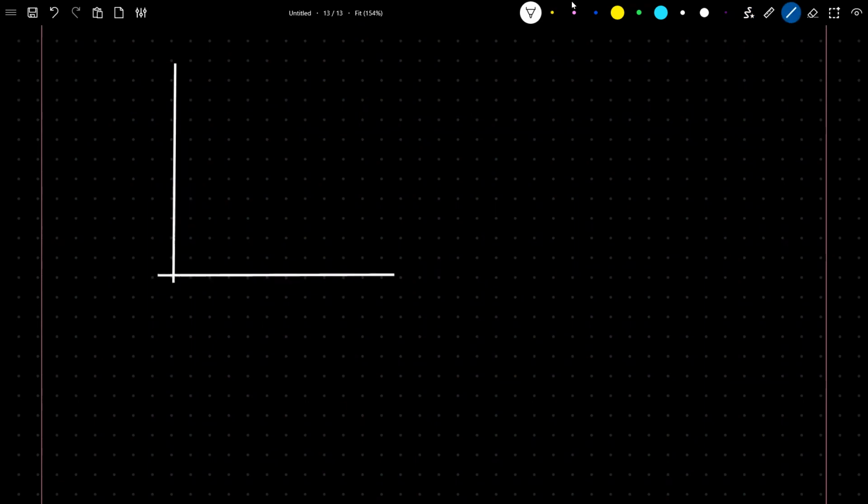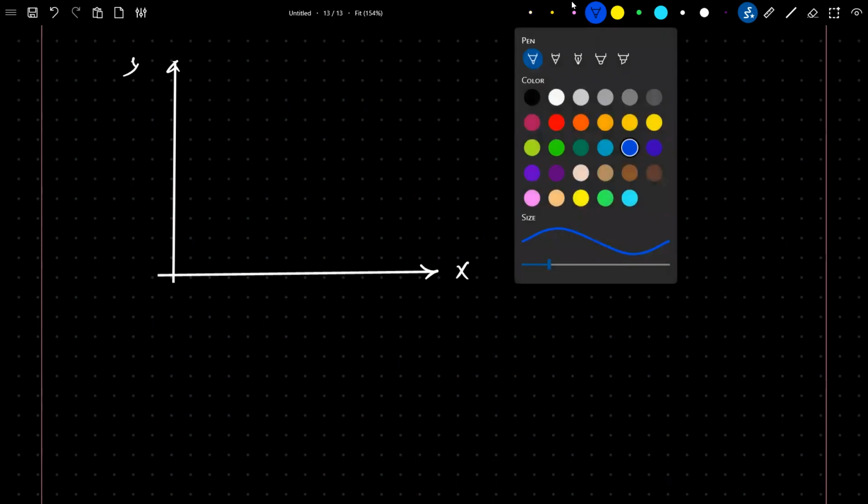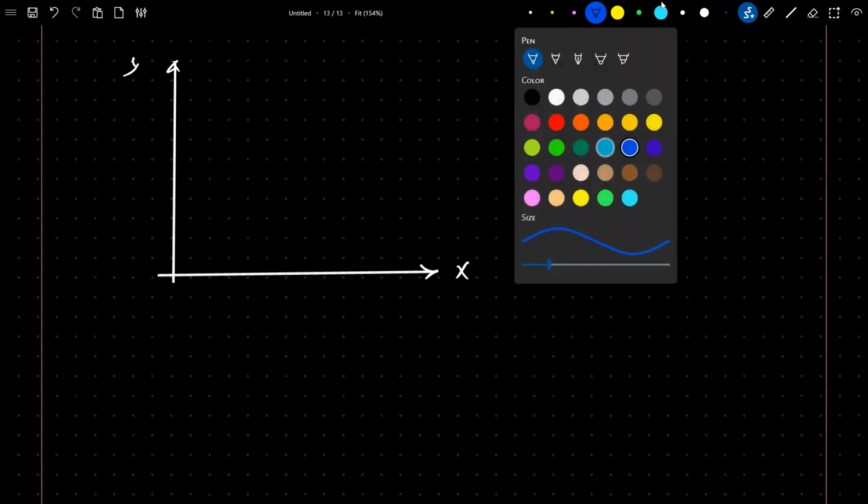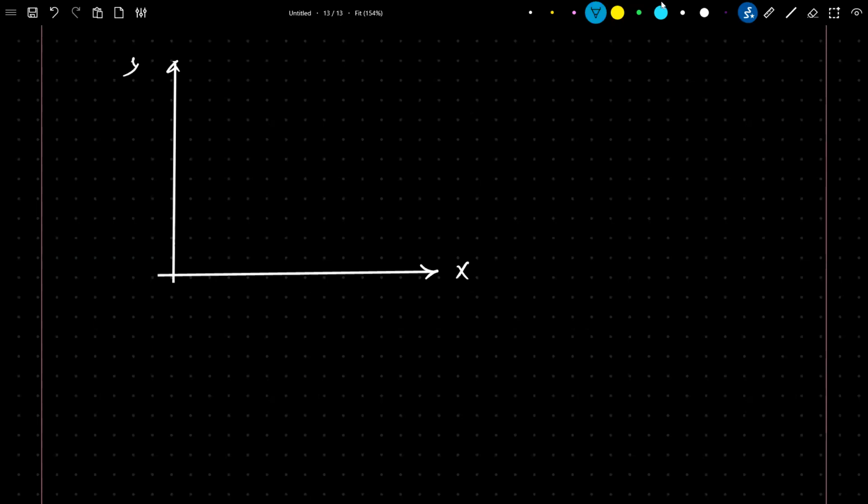So I've got my graph here. I'm on my XY plane. And we've got some function here. Let's use this one. Yeah, so I've got some function here. Okay, and then I've got some value here.